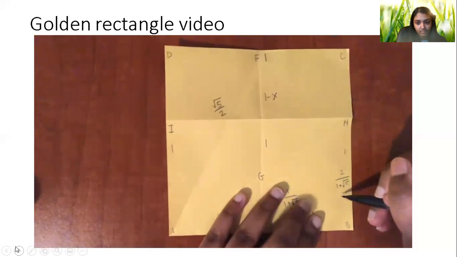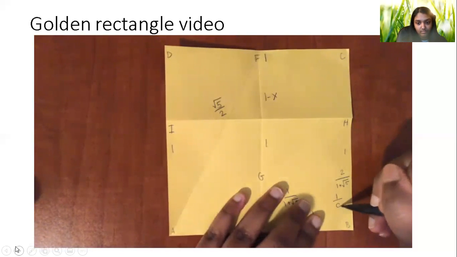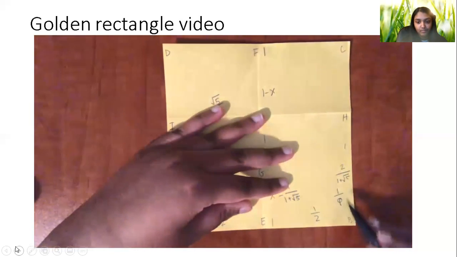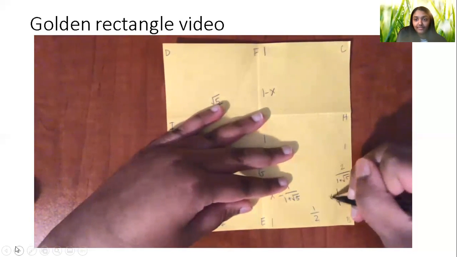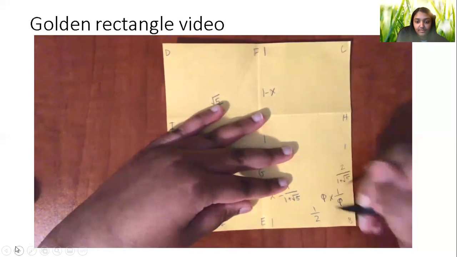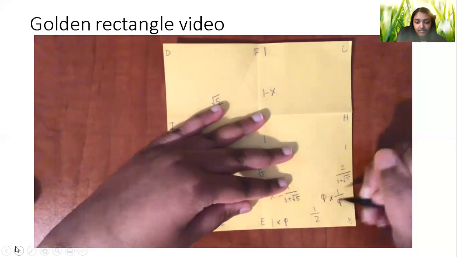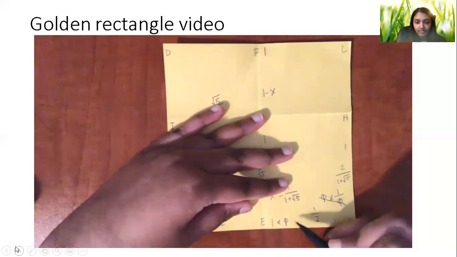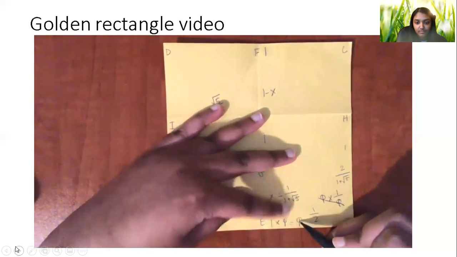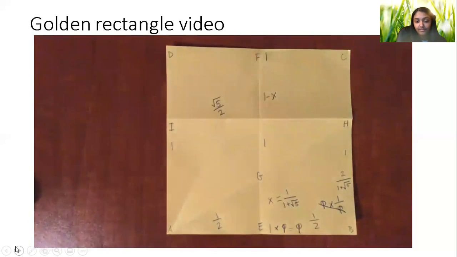2 over (1 plus root 5) is also equal to 1 over phi. So now we have a rectangle with sides 1 over phi and 1. If we multiply both sides by phi, then these cancel out and we're left with sides 1 and phi. This is the golden ratio, so this rectangle is golden.